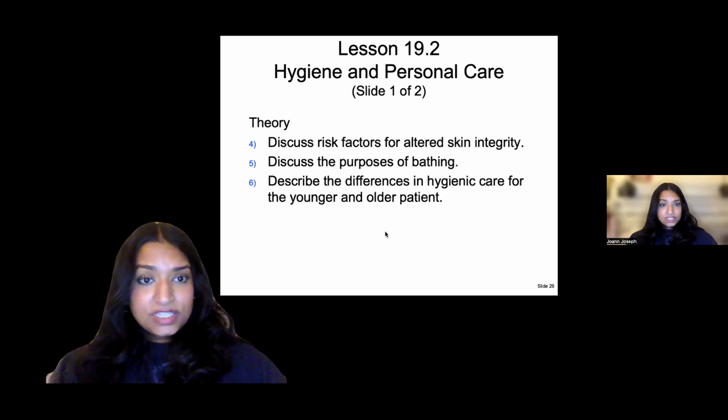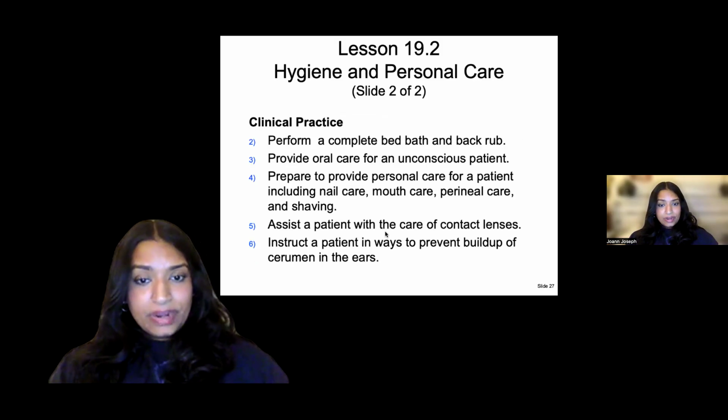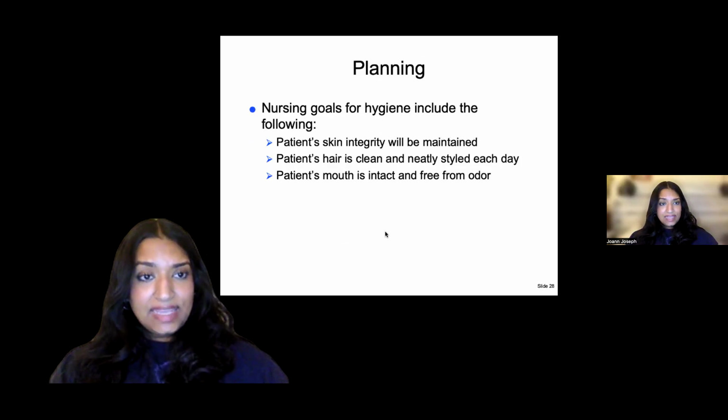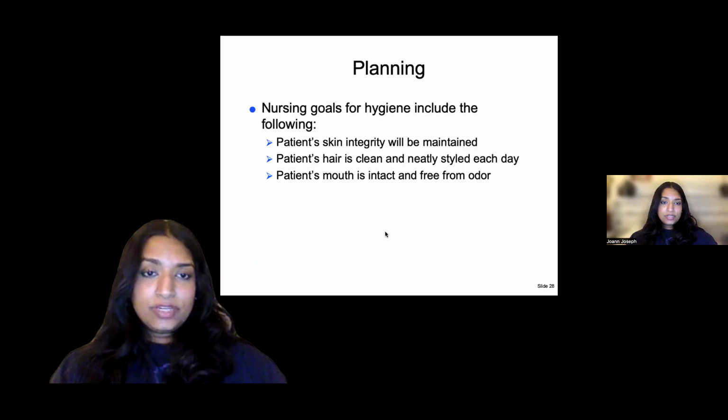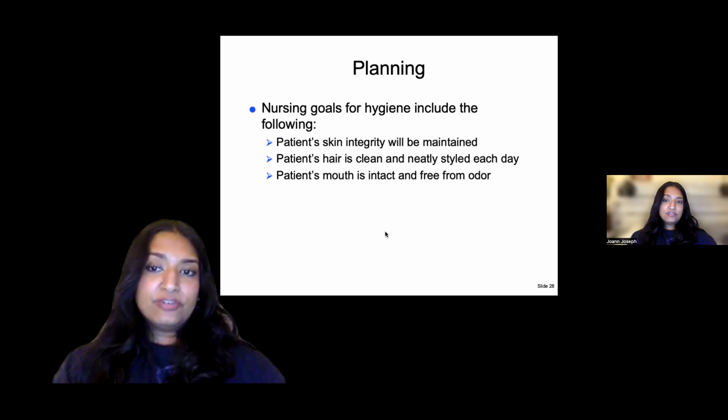So these are your objectives for the next section. Pause and take note of it. Again, for clinical practice, planning. So nursing goals for hygiene include the following. Patient's skin integrity will be maintained. Patient's hair is clean and neatly styled each day. Patient's mouth is intact and free from odor.